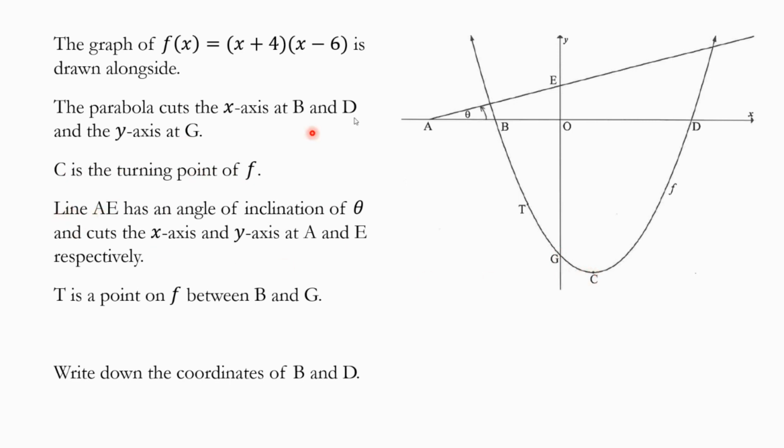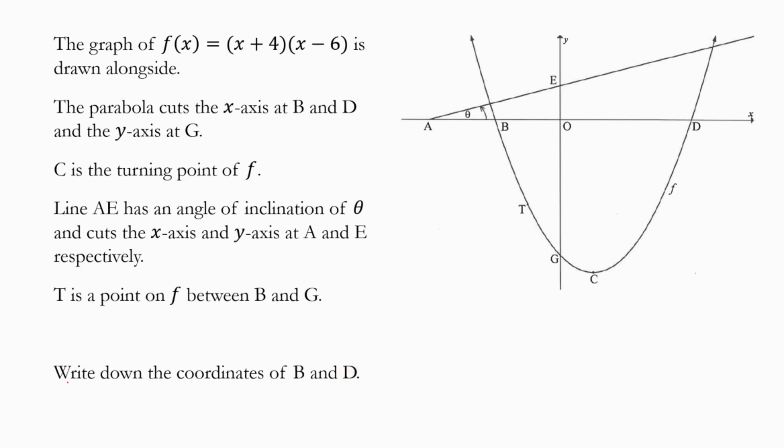And then line AE has an angle of inclination of theta and cuts the x-axis and the y-axis at A and E respectively. So it cuts the x-axis at A and the y-axis at E. T is a point on f between B and G. Okay, then write down the coordinates of B and D.